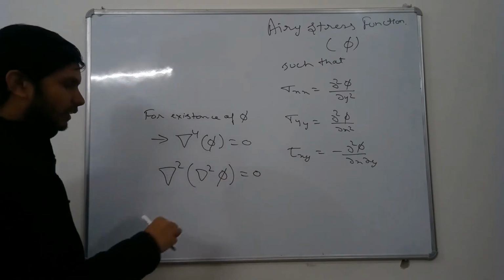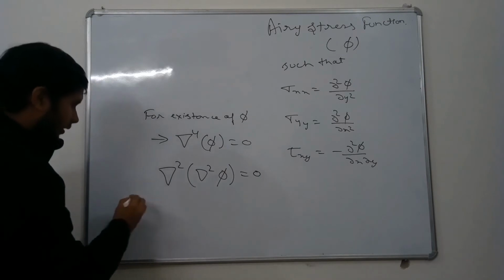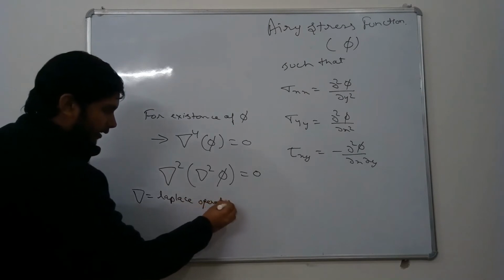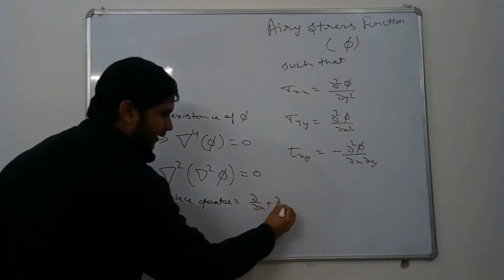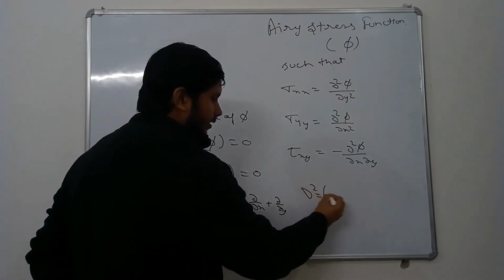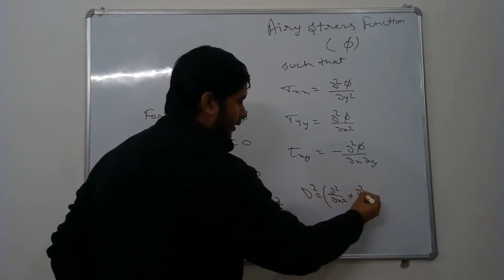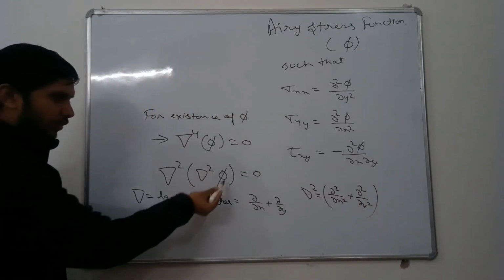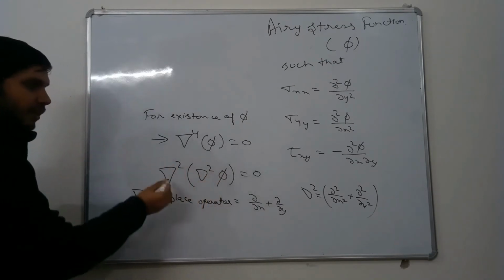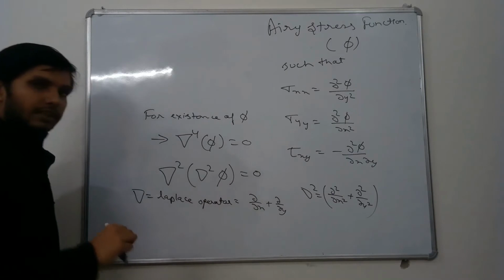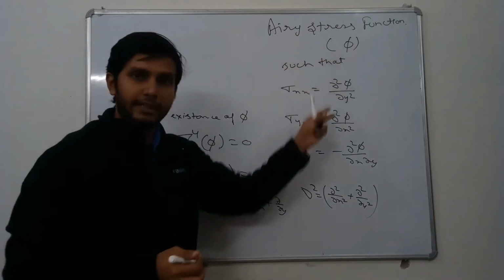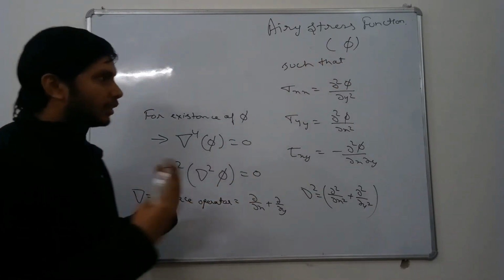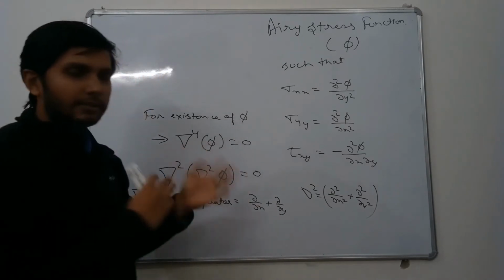What is del? Del square is a Laplace operator. Del square is del square by del x square plus del square upon del y square. So first we will find del square phi, then we will again find del square of del square phi. If that is 0, then we will consider that yes, this Airy stress function is valid, and it will satisfy all the equilibrium and compatibility conditions.